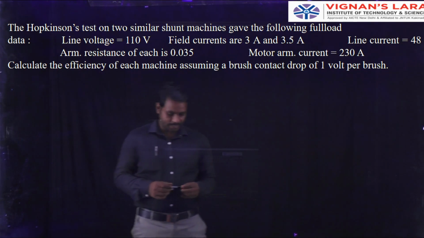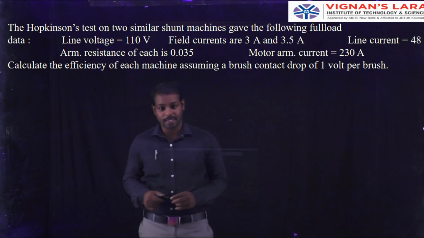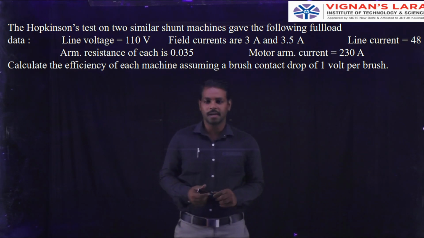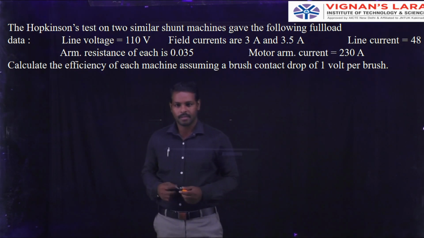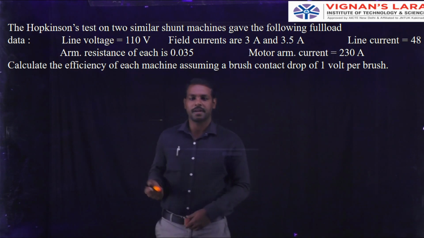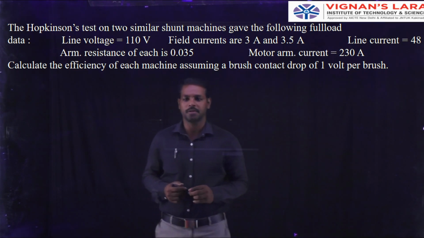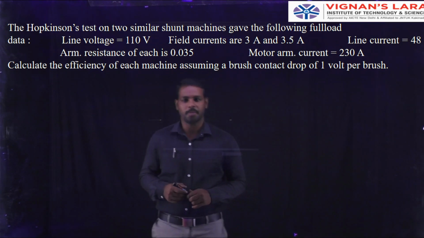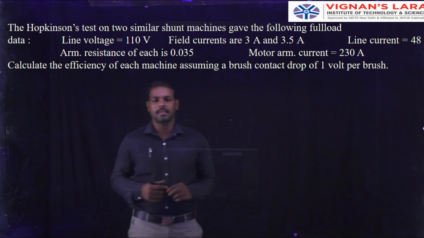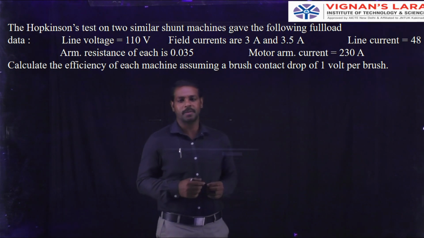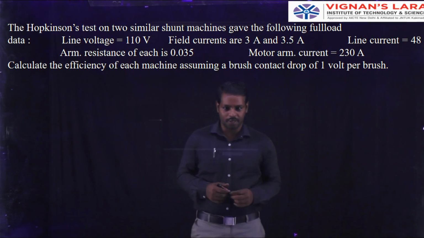Hopkinson's test is also called a regenerative test, or a back-to-back test. In this we find the efficiency of a motor-generator set by using Hopkinson's test, or back-to-back test. In this, the Hopkinson's test on two similar shunt machines gave the following full load data.